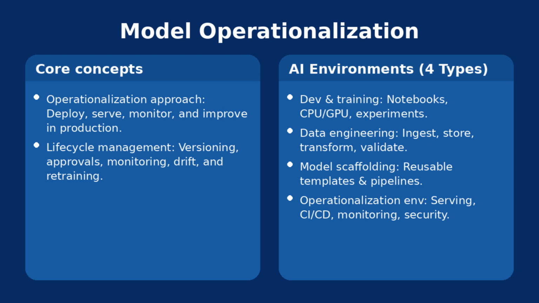This is part 2 of the model operationalization topic. In the first part, we understood what operationalization means. What is the approach towards operationalization? How do you get your model into operation? What are the methods that you're going to use? We spoke about methods like batch and streaming. You need to think about how you will get your model into operation.